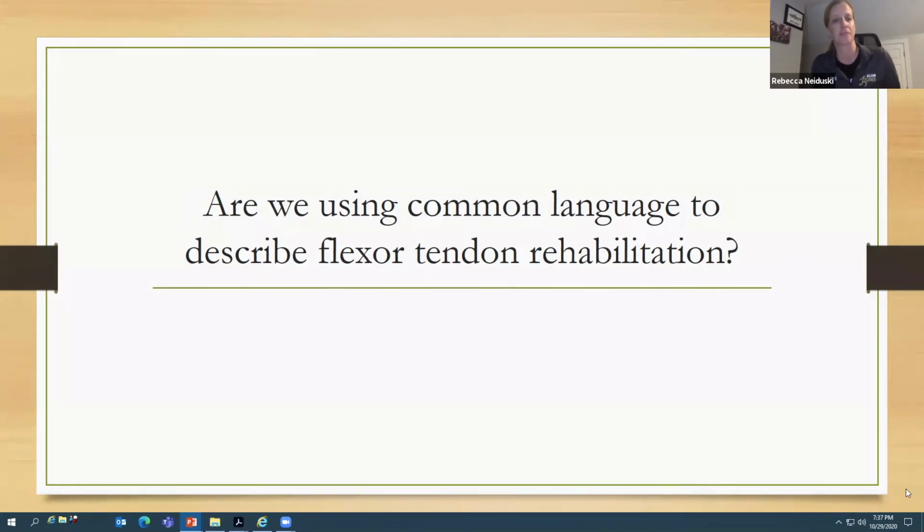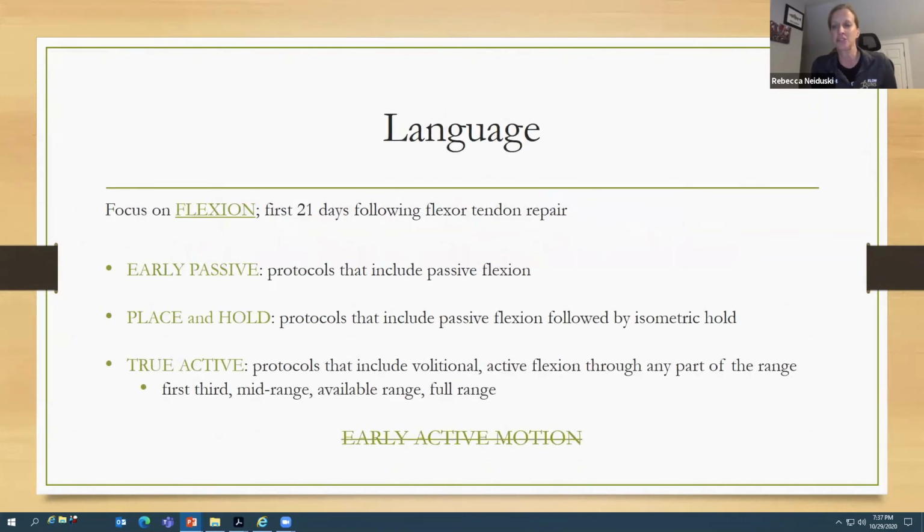Next slide, please. Next slide, please, Dr. Jane. Oh, thank you. Okay, so then language. So our focus should be on flexion. So when we're thinking about language, really thinking about those first 21 days following the flexor tendon repair.